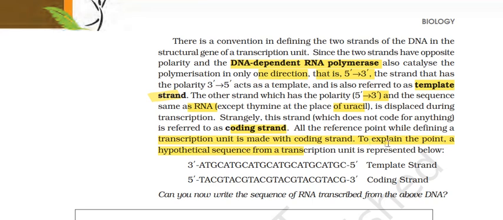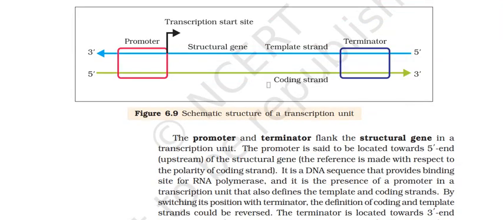To explain the point, a hypothetical sequence from a transcription unit ये लिया हुआ है. ये हमारा टेम्पलेट स्ट्रैंड है और ये हमारा कोडिंग स्ट्रैंड है. कोडिंग स्ट्रैंड जो है वो 5' 3' बना and this was basically the RNA. बस अब RNA में क्या है? थाइमीन की जगह यूरासिल है. फाइन. So this is the promoter, this is the transcription start site. You have a structural gene. Fine, this is a template strand, this is the coding strand.